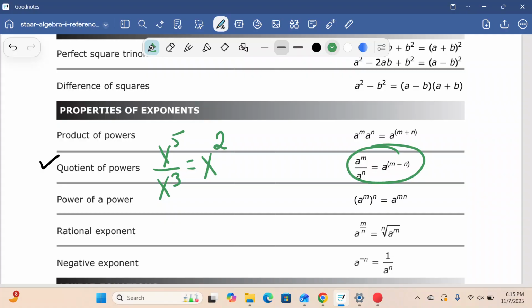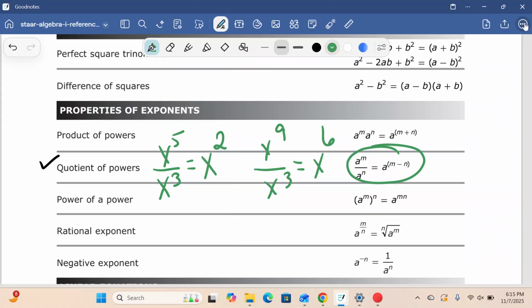If you have another one, x to the ninth, all divided by x to the third, you're going to keep the same base, x, and you're going to subtract the exponents, and it gives you x to the sixth. So that is a quotient of powers where you have the same base, and all you do is subtract the exponents.